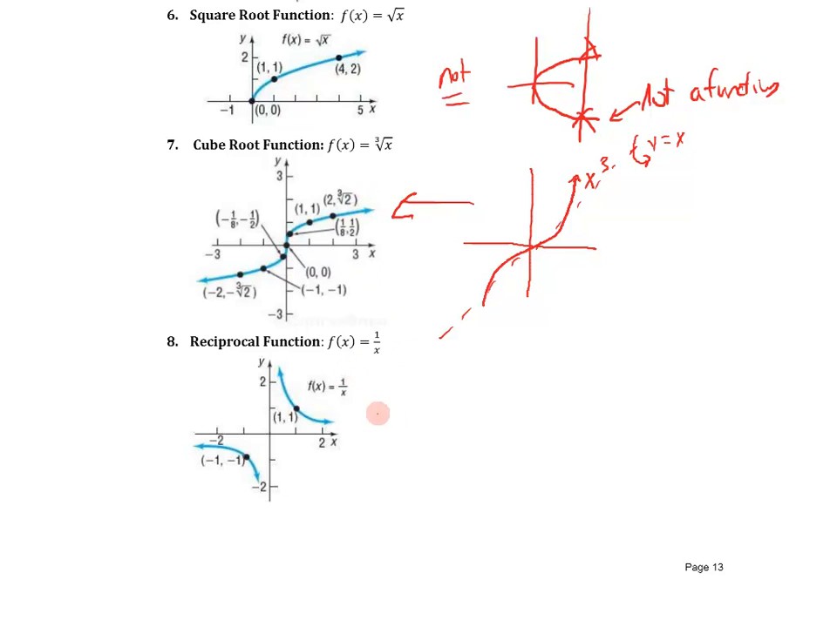The reciprocal function, f of x equals 1 over x, has this shape right here. In fact, it has two pieces to it: a piece up here in the upper right quadrant, or quadrant 1, and a piece down here in the lower left quadrant. Notice, though, that this function is undefined for 0. You can't plug in 0. But as you get closer and closer to 0, the graph gets higher and higher. If you get closer and closer to 0 from the left-hand side, you get larger and larger negative numbers when you plug those in. So this is the shape of 1 over x.